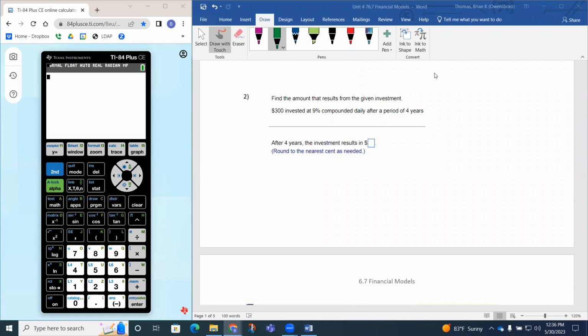So question 2 says, find the amount that results from the given investment. So we have $300 invested at 9% daily after a period of 4 years. So again, what we're looking for is our future amount or final amount. So A is going to equal the principal, which is the present value, times 1 plus R over N raised to the NT, where R is the annual interest rate, N is the number of times being compounded in a year, and T is the time in years.